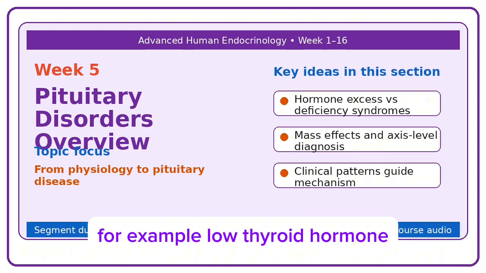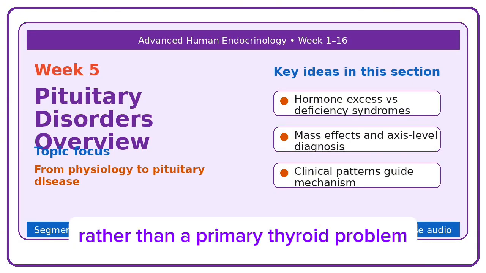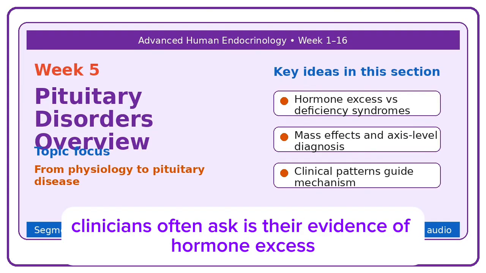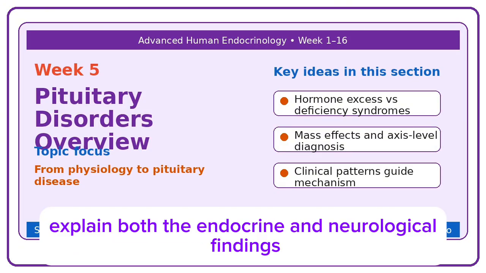For example, low thyroid hormone with low or inappropriately normal TSH suggests a central problem rather than a primary thyroid problem. Clinical connection. When evaluating pituitary disease, clinicians often ask, is there evidence of hormone excess? Is there evidence of hormone deficiency? Could a mass lesion explain both the endocrine and neurological findings?